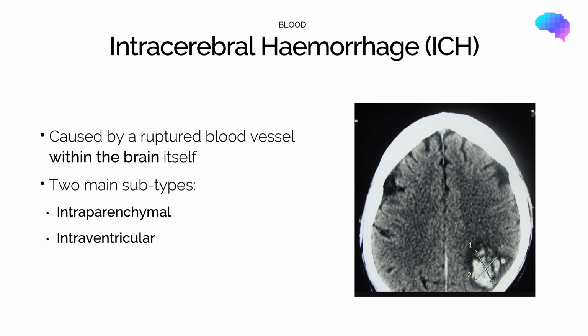So intracerebral hemorrhages tend to be of very variable shape and size depending on which vessel is ruptured and what territory of the brain is affected. And there are two main subtypes of intracerebral hemorrhage. This is the intraparenchymal hemorrhage, which is just bleeding into the brain parenchyma itself, or an intraventricular hemorrhage, which is bleeding within the ventricular system of the brain.